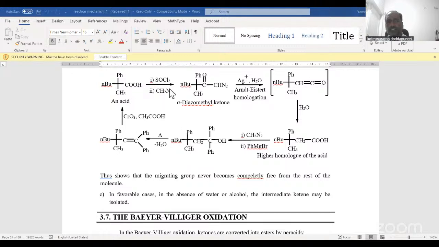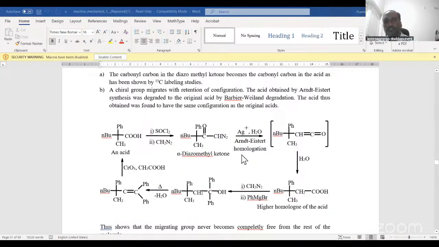First, the acid is converted to acid chloride, which is treated with diazomethane. Diazomethane attacks the acid chloride, leading to the formation of a diazomethyl ketone. This diazomethyl ketone is treated with silver ion in water, the Arndt-Eistert homologation, which leads to the formation of ketene.